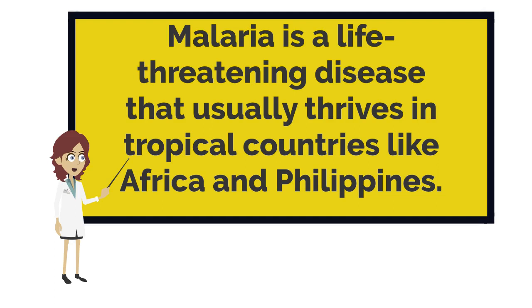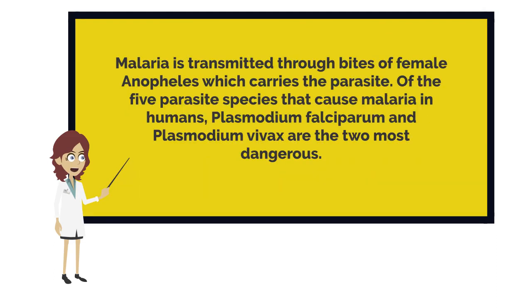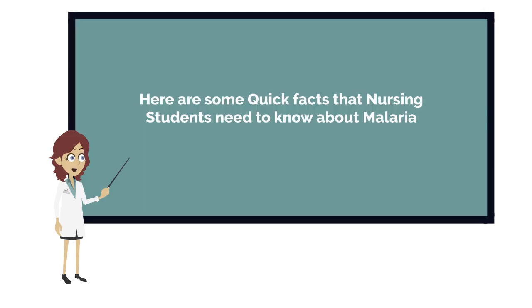Malaria is a life-threatening disease that usually thrives in tropical countries like Africa and Philippines. Malaria is transmitted through bites of female Anopheles, which carries the parasite. Of the 5 parasite species that cause malaria in humans, Plasmodium falciparum and Plasmodium vivax are the 2 most dangerous. Here are some quick facts that nursing students need to know about malaria.